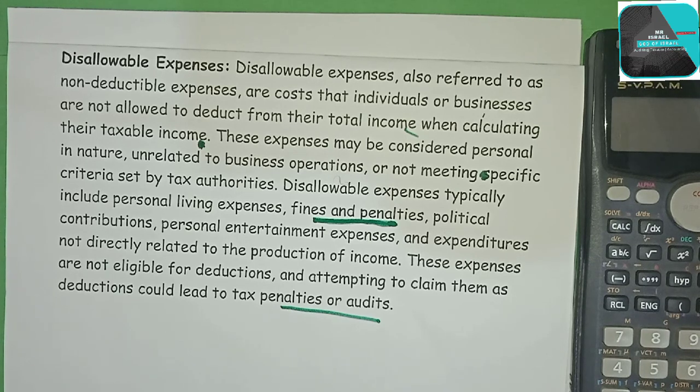The money that is not related to the business and you spend is what? Disallowable. And all this might lead to what? Penalty. In fact, the tax authority will fine you.